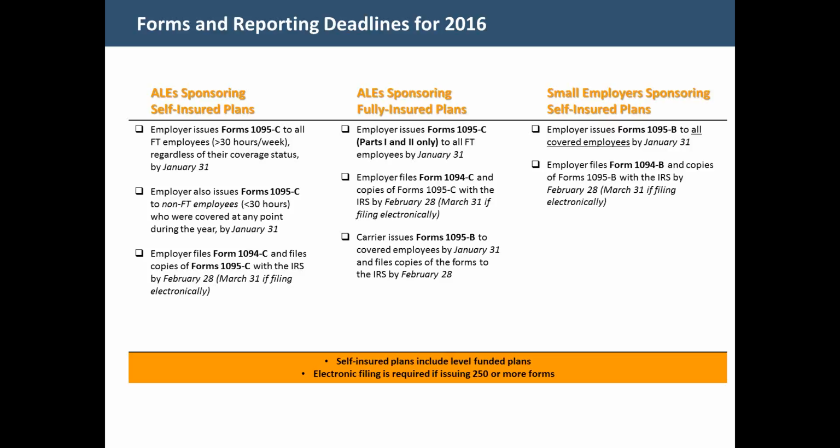Then the employer has an additional month or two to file those forms with a cover transmittal, which is Form 1094-C, with the IRS. If the employer is filing electronically, which is required for employers issuing 250 or more forms, they have until March 31st of 2016 to complete their first filing. Otherwise, that's due February 29th of 2016.